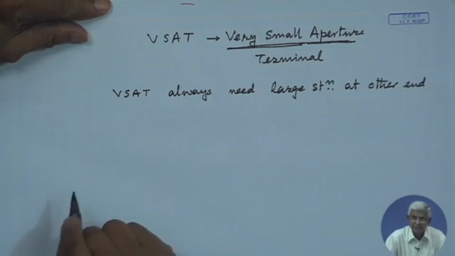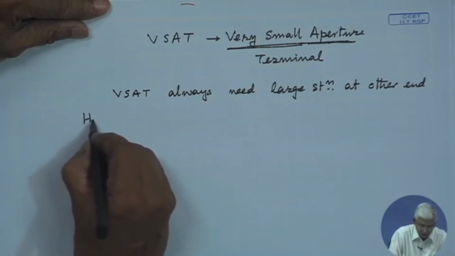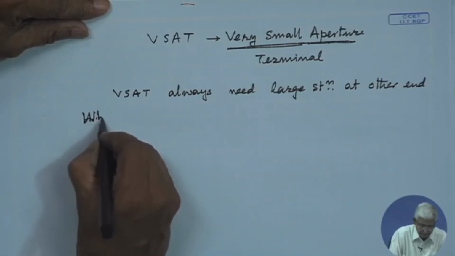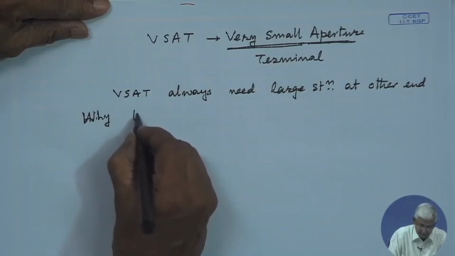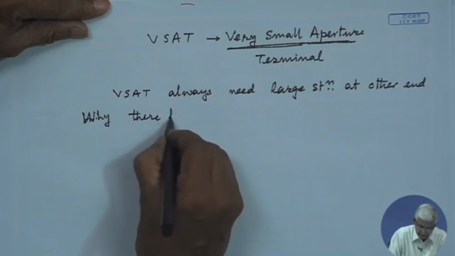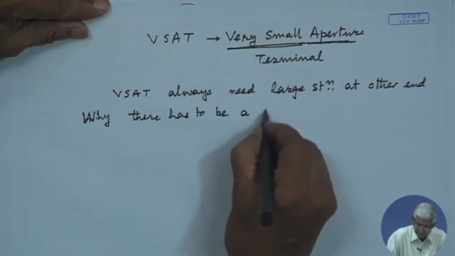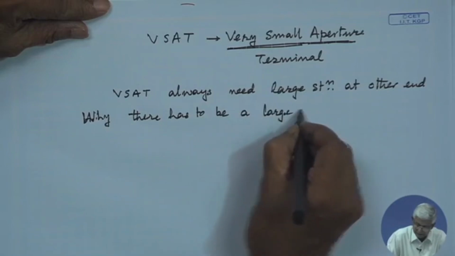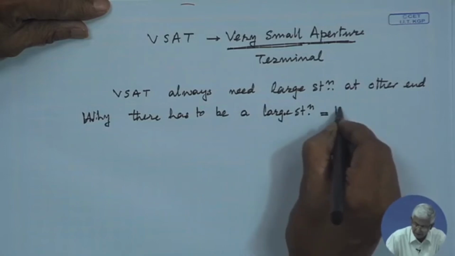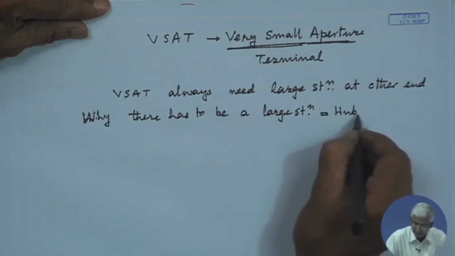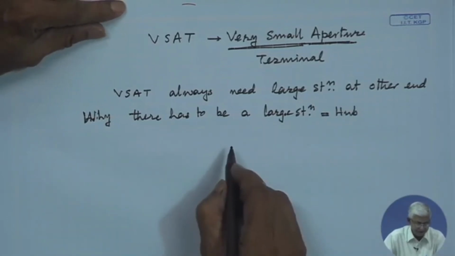A large station is required at the other end. It means, why there has to be a large station, which is the hub, we call it. The term hub, we will see why it is called hub, but why there has to be a larger station.